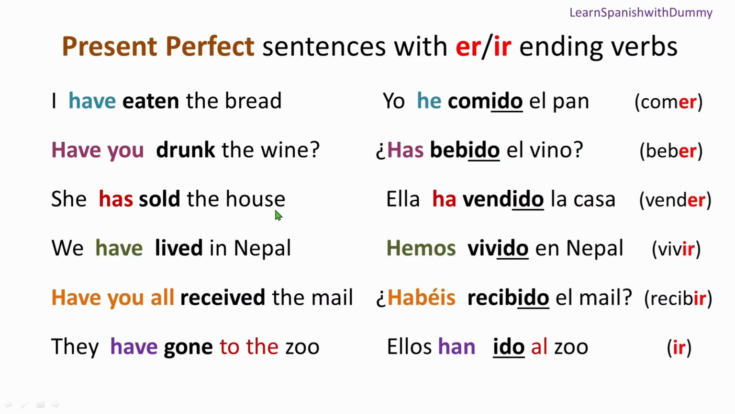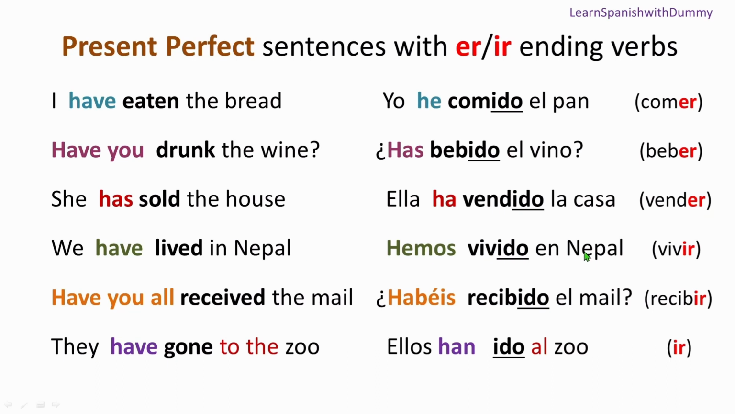She has sold the house. It's ella ha vendido la casa. Okay? Now, ella ha is she has, vendido is sold. Now, how do we make it? Vender. Vender means to sell. Okay? But we want sold. So replace er with ido, vendido. It goes to the past form, that's sold. Okay? La casa, house.